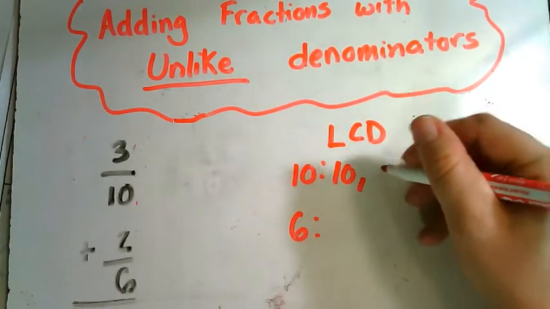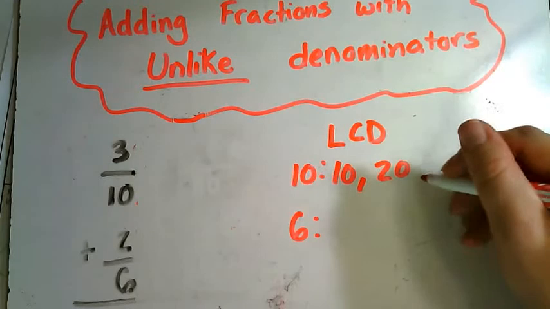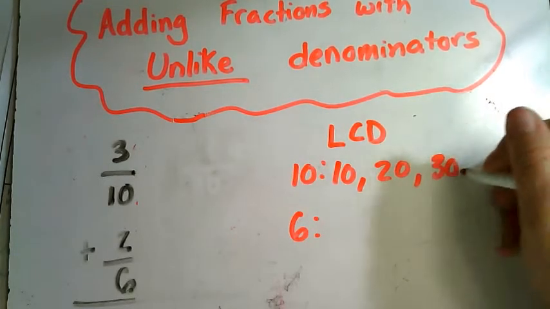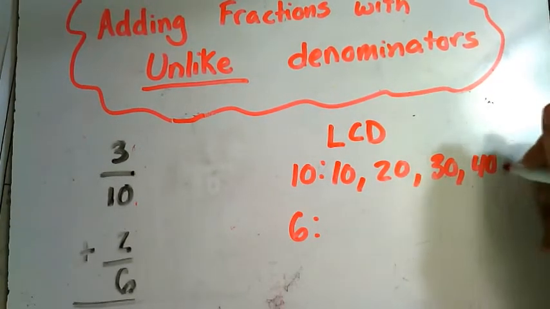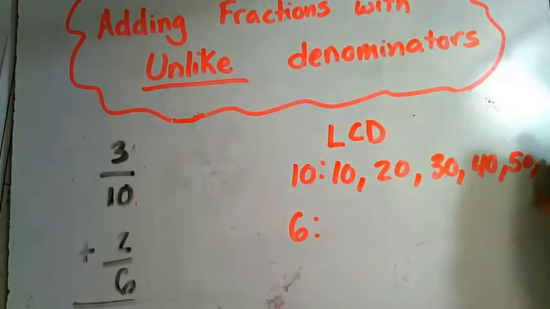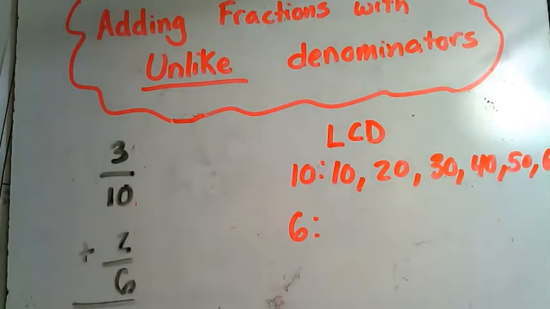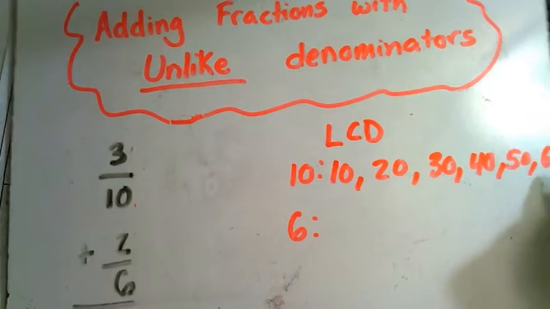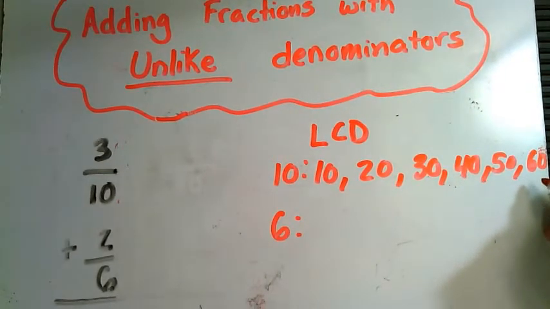So we say 10 times 1 is 10, 10 times 2 is 20, 10 times 3 is 30, 10 times 4 is 40, 10 times 5 is 50, 10 times 6 is 60. And I'm going to stop there because I know at least 60 is going to be a common multiple.